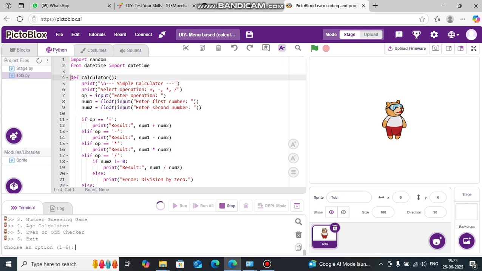Here you can find the defining of the calculator function. This is a basic simple calculator involving only 4 functions, that is plus, minus, divide, and multiply. If the user enters plus sign, the two numbers input by the user are added. Similarly, if the operator uses minus, the two numbers will be subtracted, and so on.